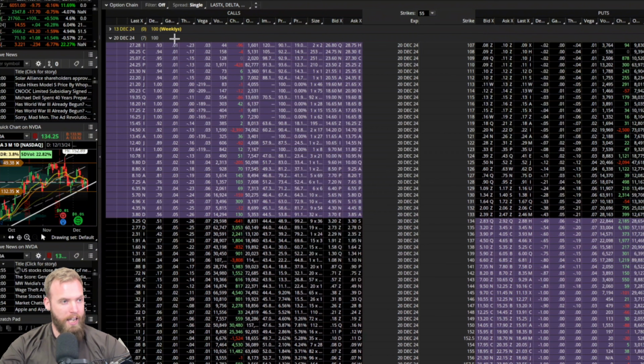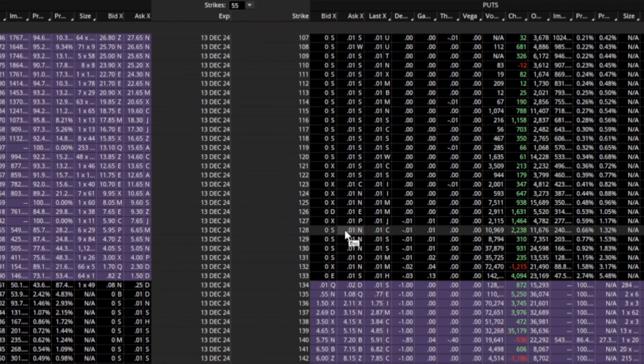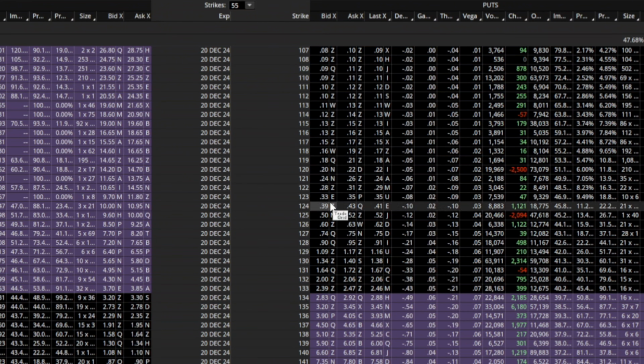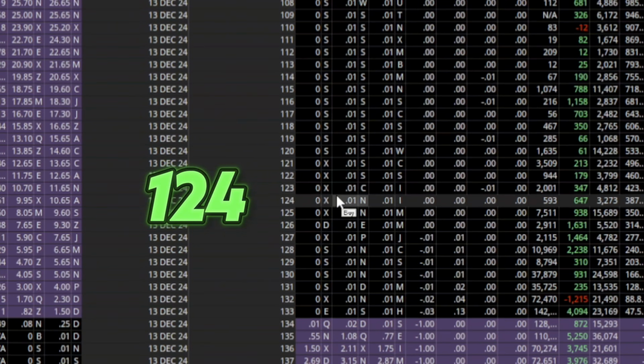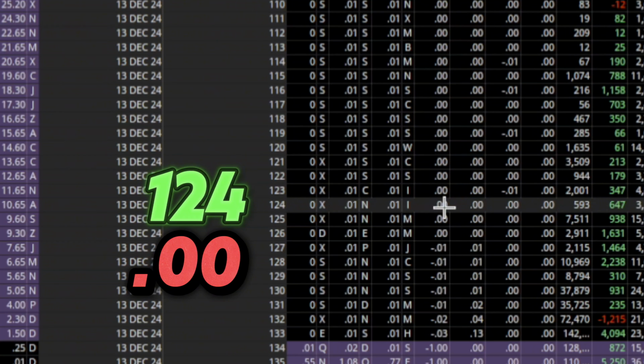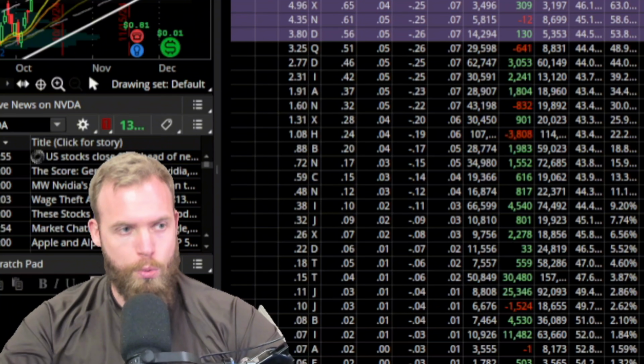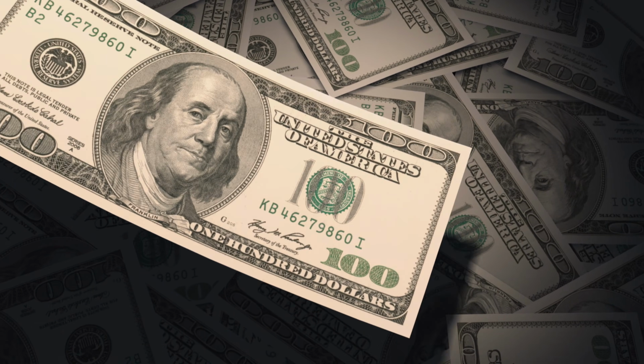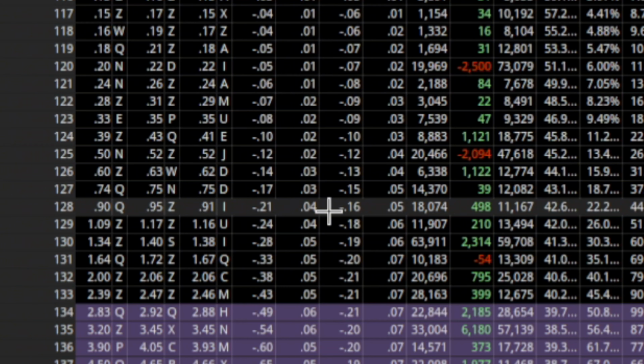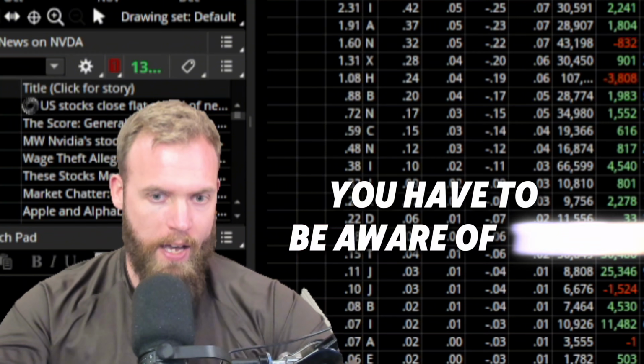delta. And again, you can see that reflected here because that same option that we were just looking at, the 10 delta, which is a 124 strike. If we take a look at the 124 strike with 0 DTEs, this is 0. So that's one of the issues with really short duration out of the money options is they're actively losing delta. You have to be aware of that.